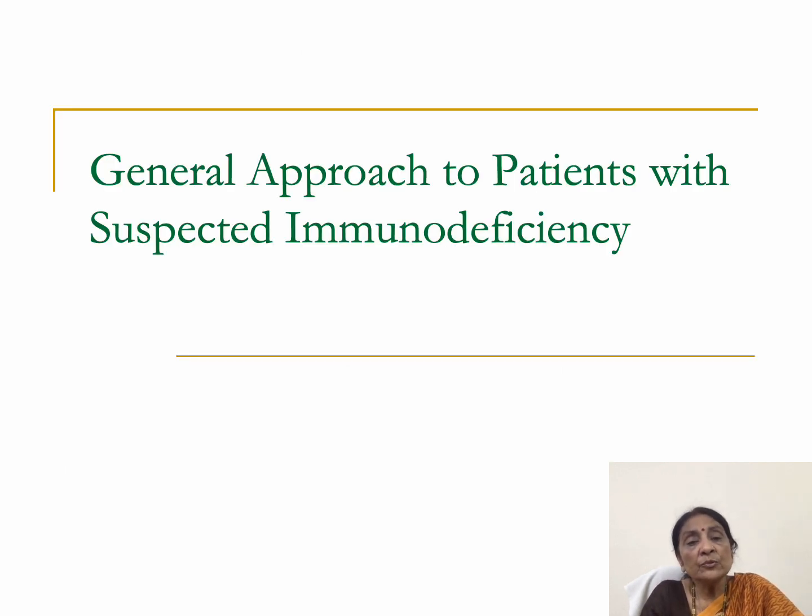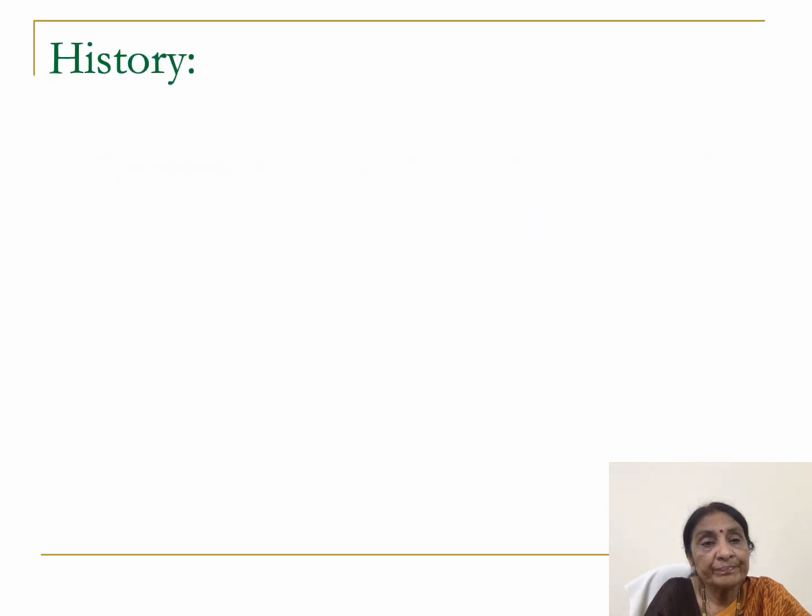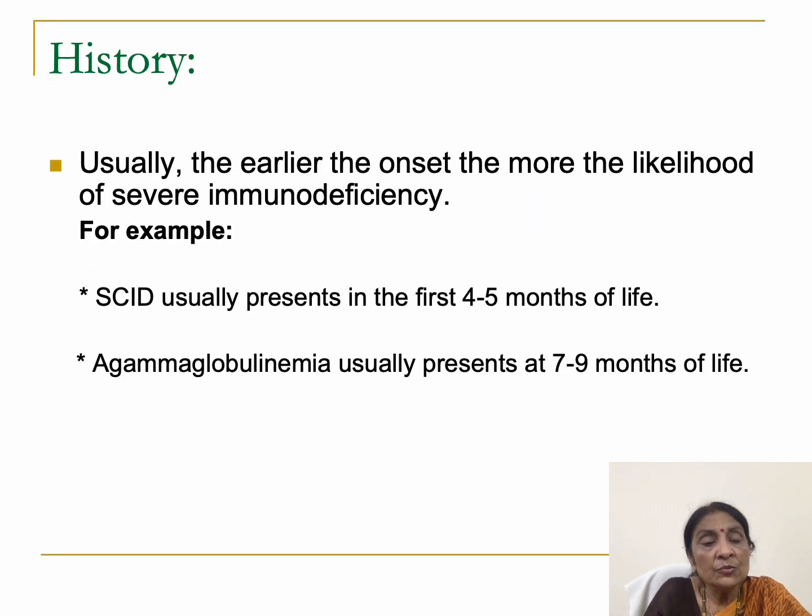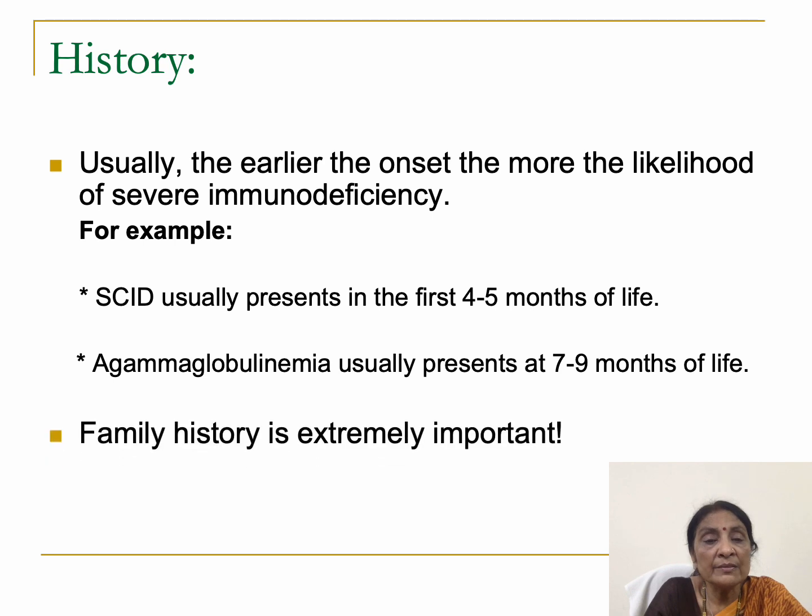The clinical approach to patients with suspected immune deficiency. First, history. Usually, the earlier the onset, the more likely to be severe immune deficiency. For example, SCID usually presents in the first 4 to 5 months of life. Agammaglobulinemia usually presents at 7 to 9 months of life, and the family history is important.